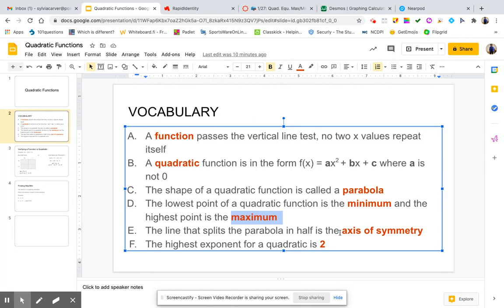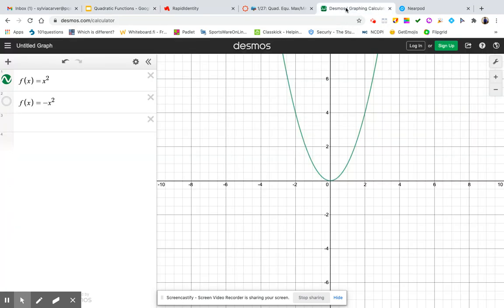The line that splits the parabola in half is the axis of symmetry. And the highest exponent for any quadratic function is 2. So the highest power that we're going to be taking a look at, if it's quadratic, is going to be 2. So let's take a look at Desmos and see what it looks like.